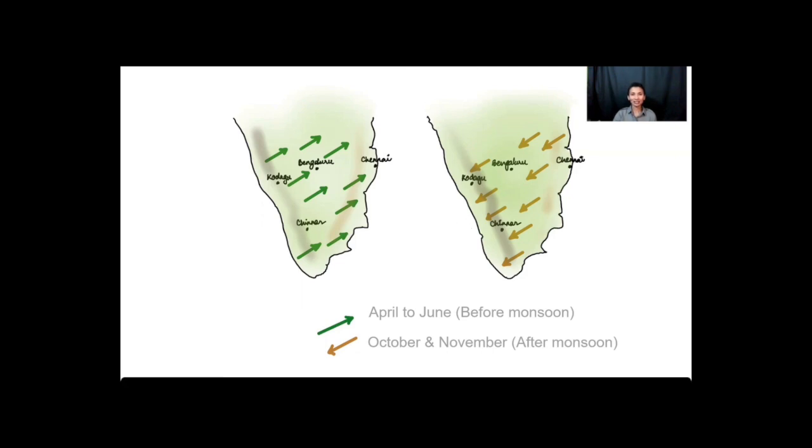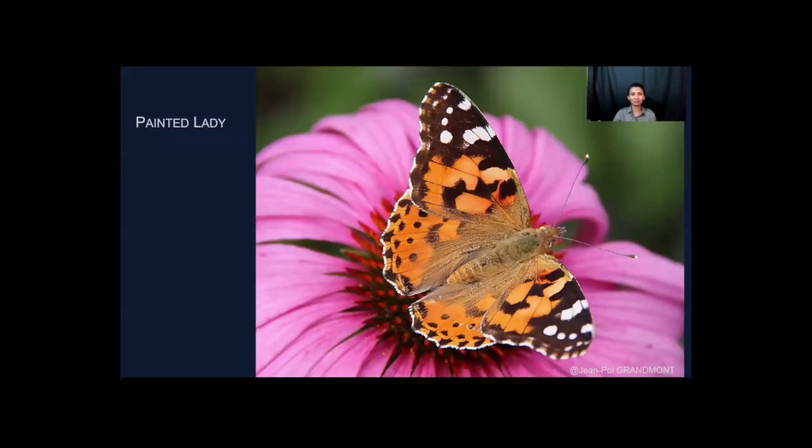If you get a chance, do look out for these during these months. See if you can find a huge congregation of any of these species. You could find other species of butterflies like the common crow also along with them sometimes. Okay, let's move to the next one.